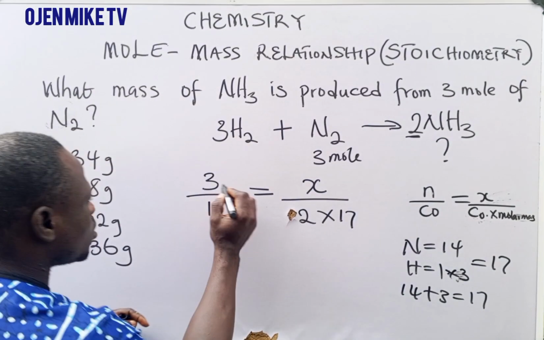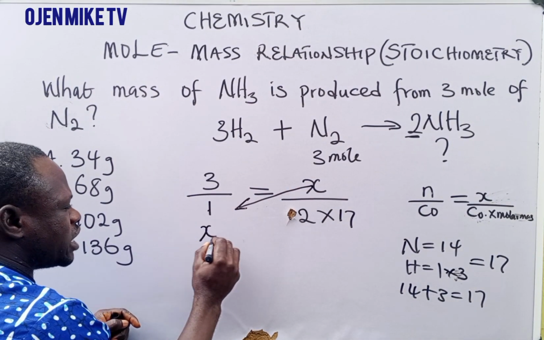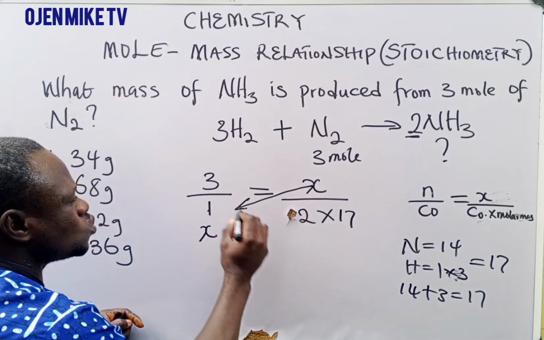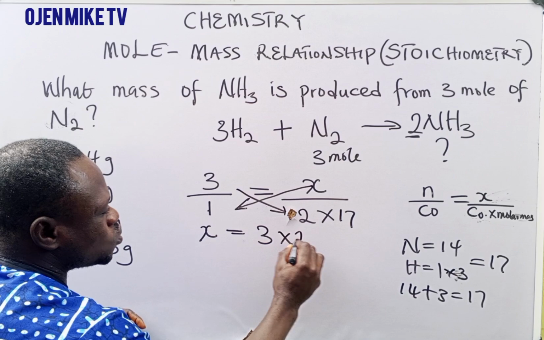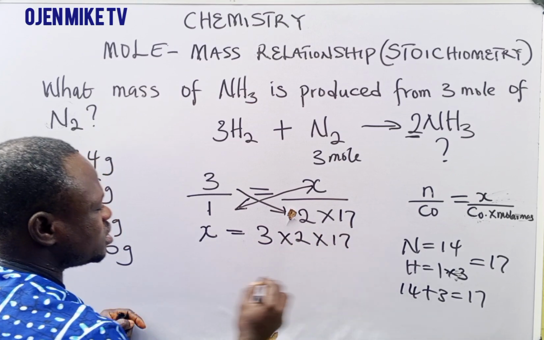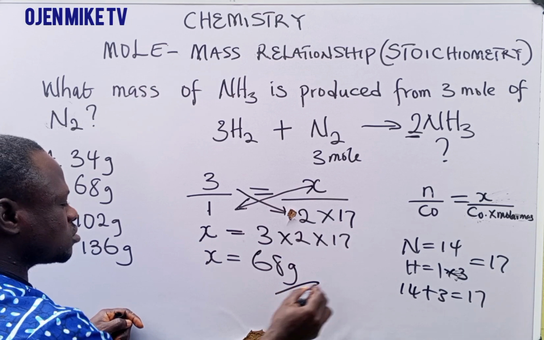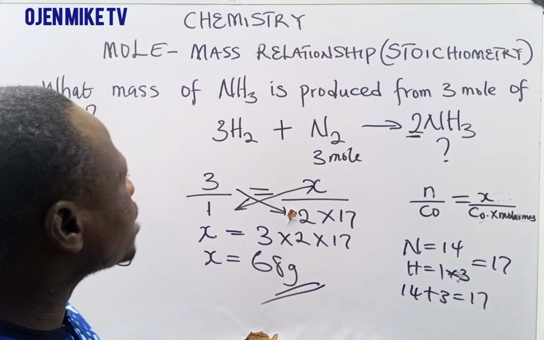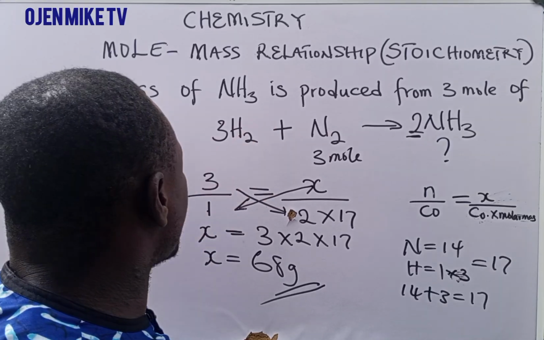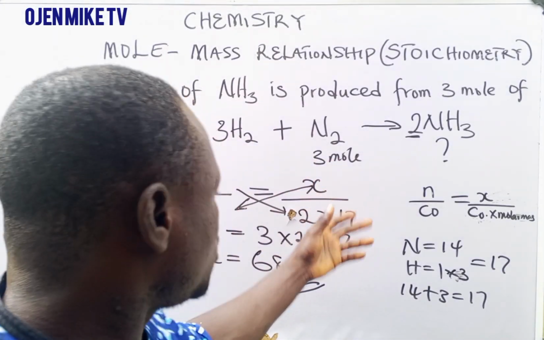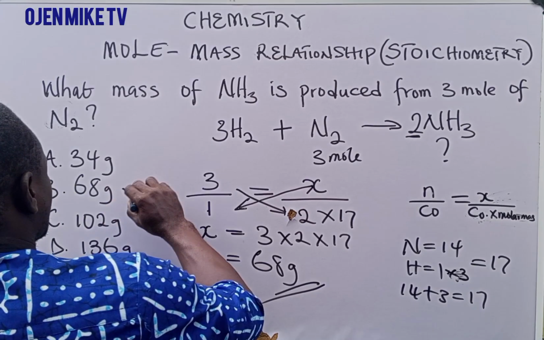So now what we do is cross-multiply. X times 2 times 17 equals 3 times 2 times 17... we are looking for X. X is equal to 3, this one will come here: 3 times 2 times 17. X is equal to 68 grams. So the mass of ammonia produced from 3 moles of nitrogen when reacted with hydrogen is 68 grams. So our answer is 68 grams.